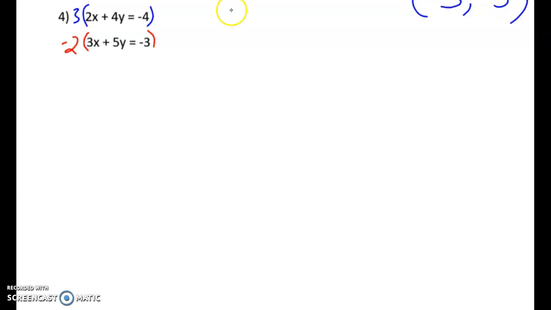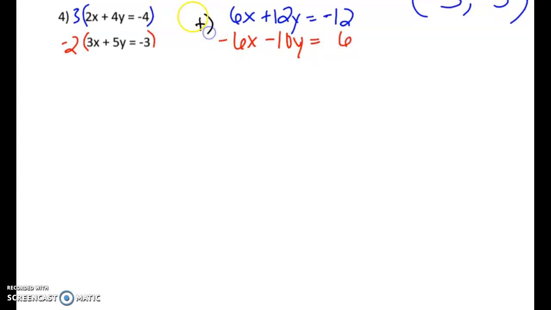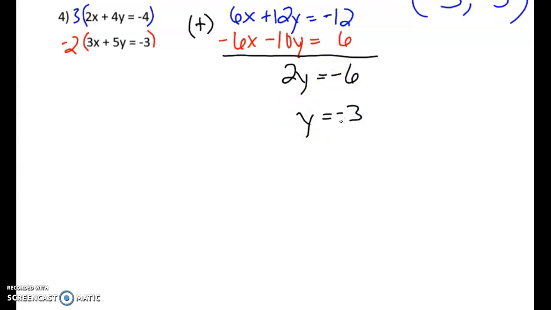All right, go ahead and distribute that 3. Don't forget to distribute it to all 3 items. From there, we can add our equations and solve for y.